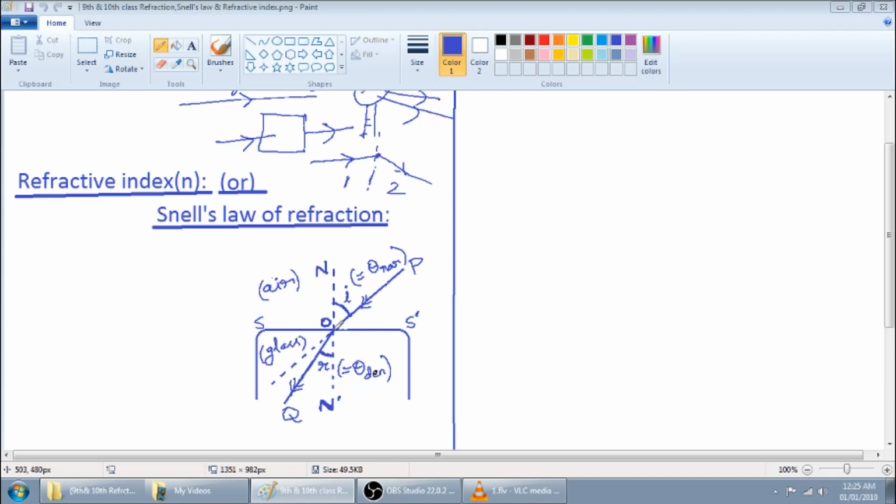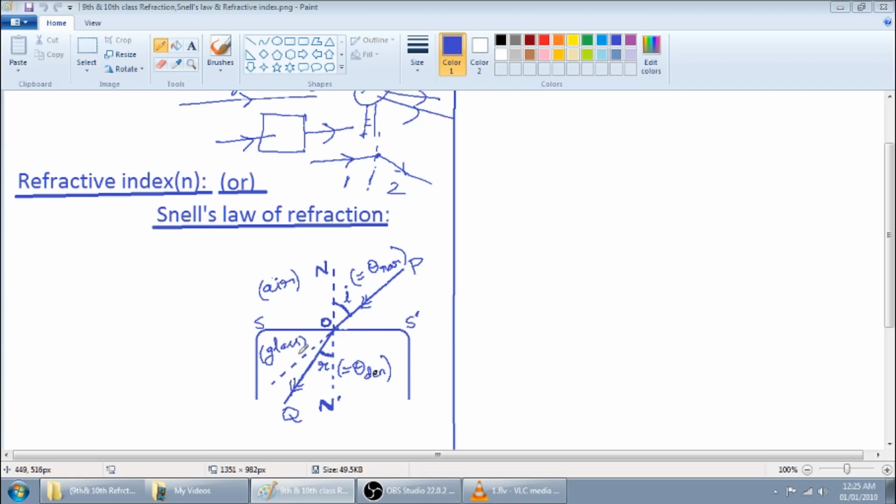This bending, we have seen, is called refraction. Because of refraction, the light ray is taking a different direction. That different direction is shown as OQ. This is the light ray after bending, after refraction. That's why OQ is called the refracted ray. Now the refracted ray is inside the glass medium, and the glass medium is called a denser medium.